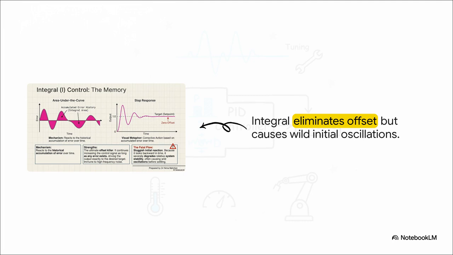But notice the trade-off with the accumulated error history. Integral absolutely destroys that persistent offset. The steady state error drops to absolute zero. Boom. But because it acts on the past and builds up over time, it's pretty sluggish to react, and it severely degrades system stability. It ends up causing these wild looping oscillations before the system finally settles down.